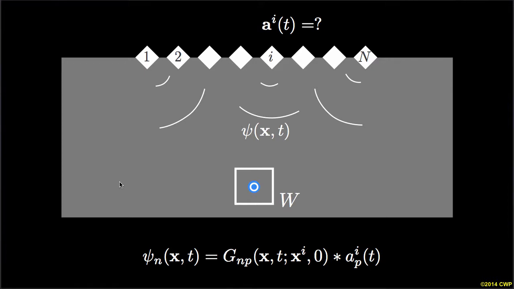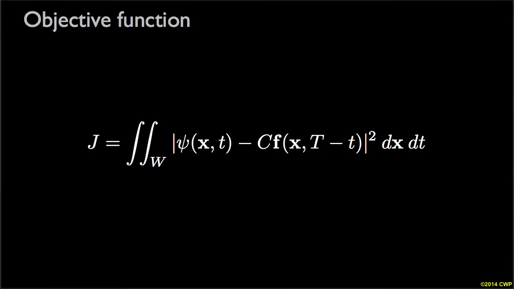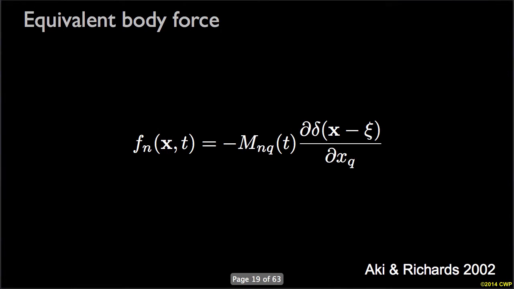Now the source wave field psi can be expressed as the convolution of the Green tensors associated with each receiver and the optimized signals that we want to find, as shown by the expression here. And to achieve the goal, that is to design psi such that it will collapse to the correct source image, we define an objective function with this form, where we are minimizing the difference between the injected wave field psi and the product of a constant c, which I'm going to return to shortly, and f, which is the equivalent body force associated with our source.